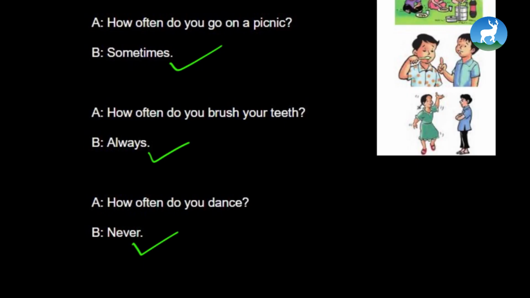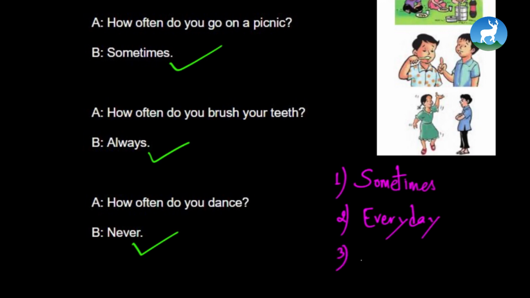By the way, did you notice some of the words that are quite peculiar? They're quite unique in this text. First one is sometimes. Second is every day. Third is always. And the last one is never. So these are the words that define the degree of doing something, the frequency of doing anything. Sometimes, every day, always, never.